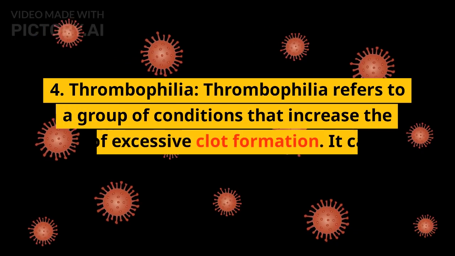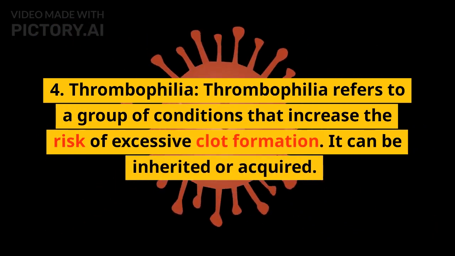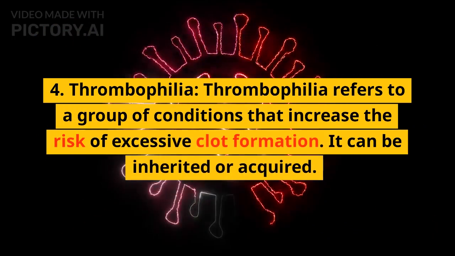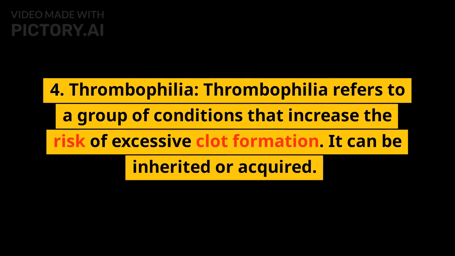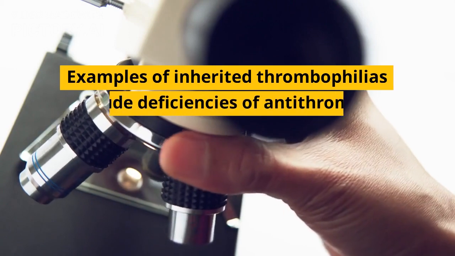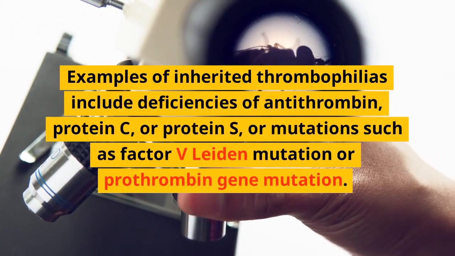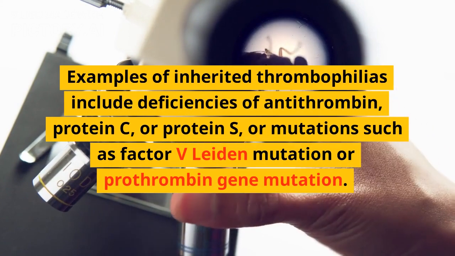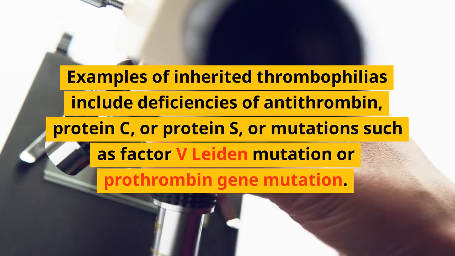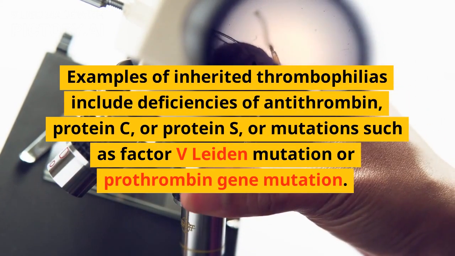4. Thrombophilia. Thrombophilia refers to a group of conditions that increase the risk of excessive clot formation. It can be inherited or acquired. Examples of inherited thrombophilias include deficiencies of antithrombin, protein C, or protein S, or mutations such as factor V Leiden mutation or prothrombin gene mutation.